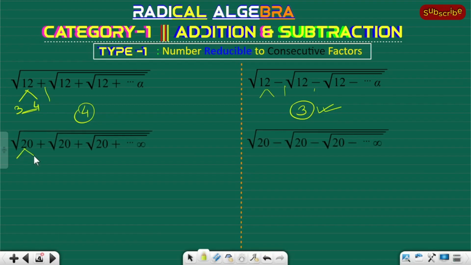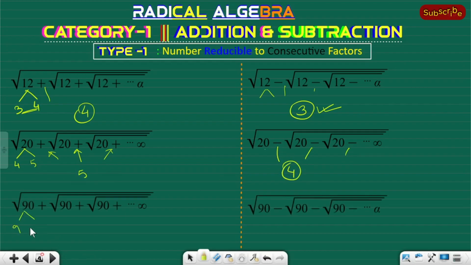20 can be broken down into 2 consecutive factors, 4 and 5. 4 5s are 20, right? And the difference of 4 and 5 is 1. So positive, positive, positive. So 5 is the answer. Here 4 5s are 20, negative, negative, negative. So 4 is the answer.